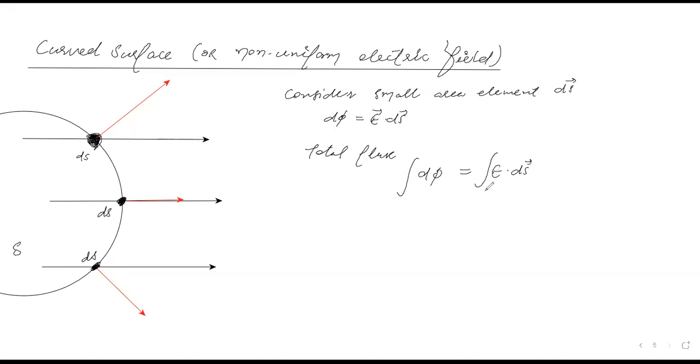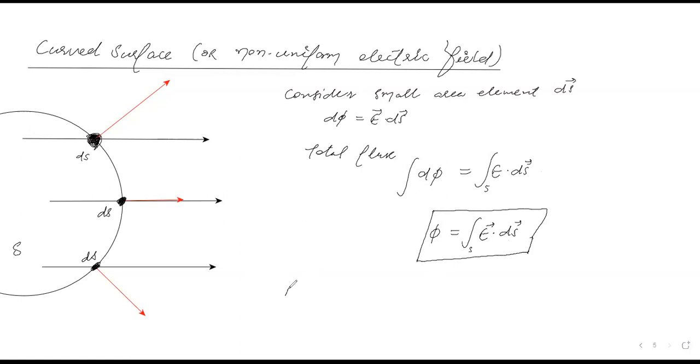This is your surface integral especially. So we can write here S. Finally, after integrating, you got phi is equal to the integration of E dot ds. You can write here S because you are taking the integration with respect to area S.